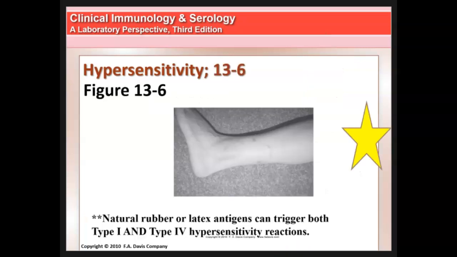And again, here's thrown in for good measure a picture of a type 4 hypersensitivity reaction, which is poison ivy. And as a reminder, natural rubber or latex antigens can trigger both type 1 and type 4. So just because it's a type 4 reaction doesn't mean that it can't also cause a type 1 anaphylactic reaction. And there we have the hypersensitivity lecture completed.